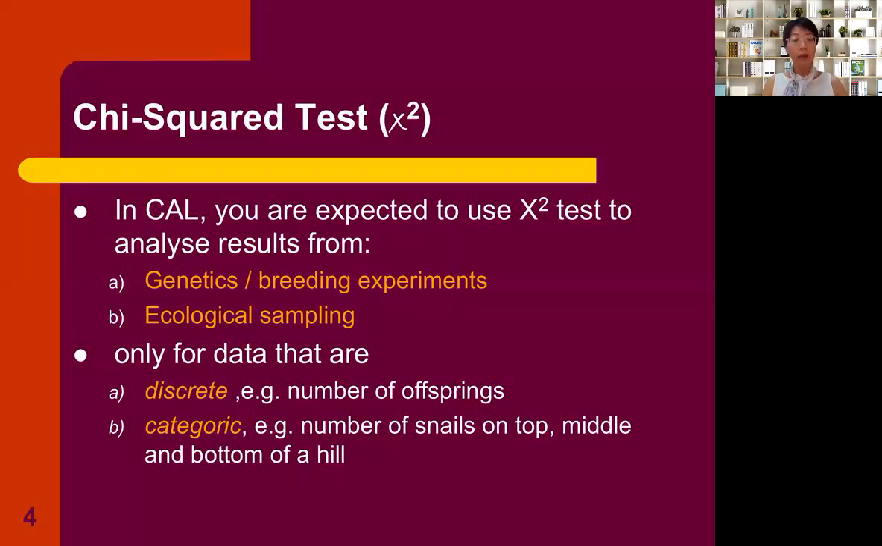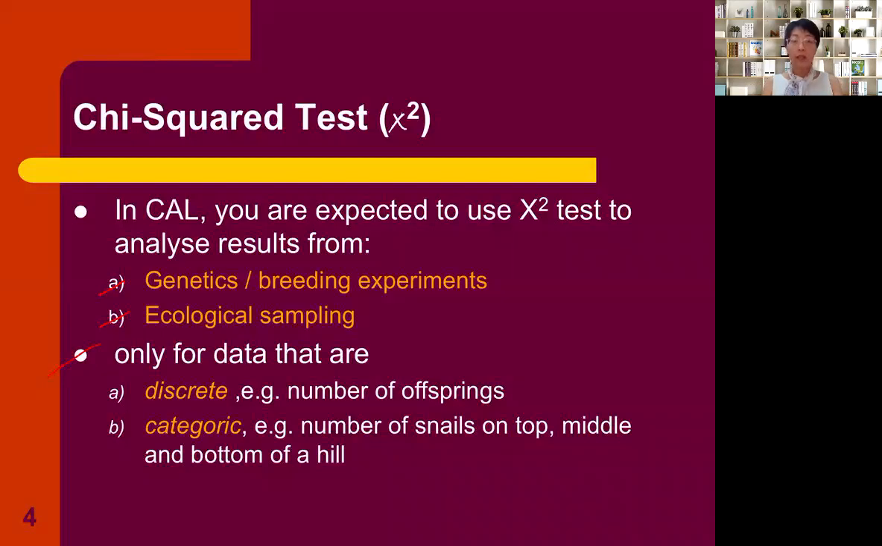In Cambridge A-levels, you are expected to use the chi-square test to analyze results from either genetic or breeding experiments or ecological sampling. Only these two, because these two deal with organisms. Either you are doing genetic diagrams and genetic experiments, or you go to the environment to count the number of organisms. So they are all dealing with organisms.